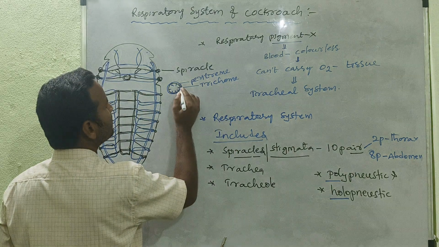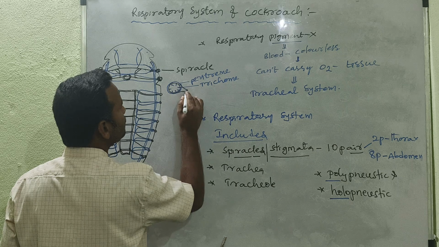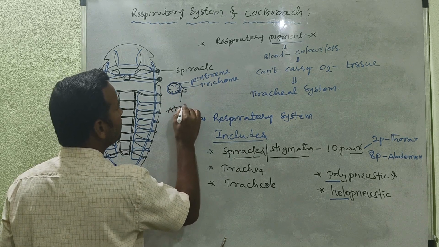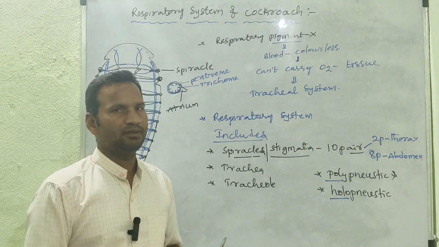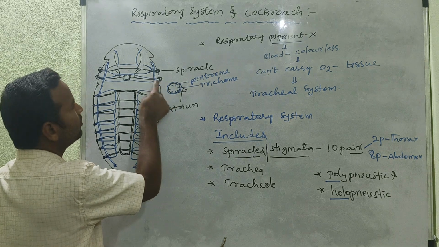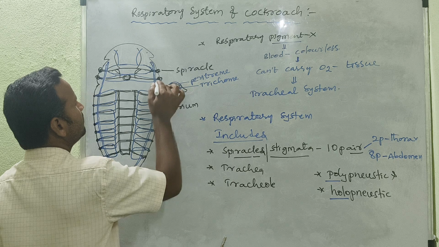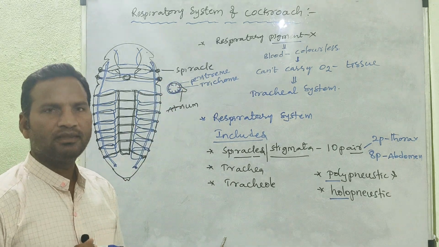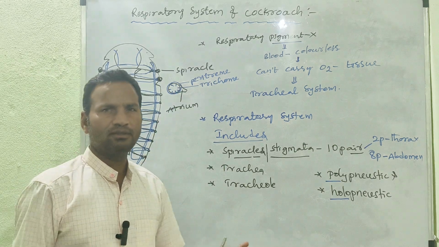For example, now see there, what is this? This actually opens into a small chamber called what? Atrium. Atrium means small chamber. This is about what? The spiracle. Now come to the point. What is this? The spiracle opens into a small chamber which is present in front of it. This small chamber is called the atrium. Got it? This is about the spiracle. That's it, completely.